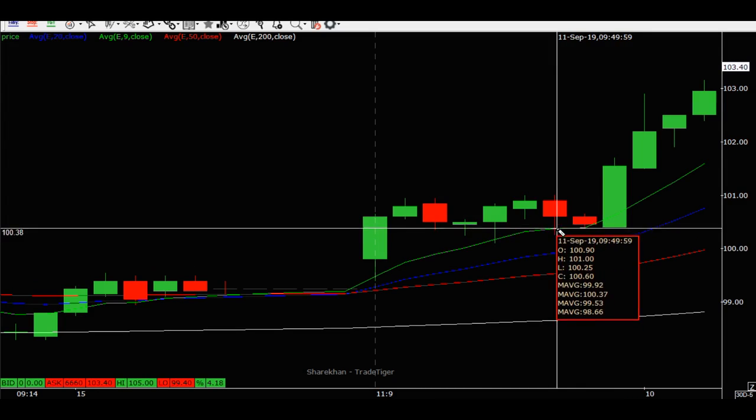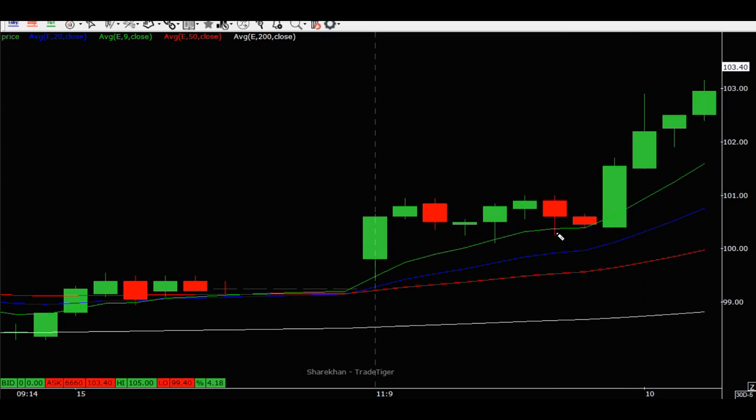Again, what does it form? A hammer pattern. Okay, so we're getting multiple confirmations, 2 hammers on the pullback towards the EMAs.